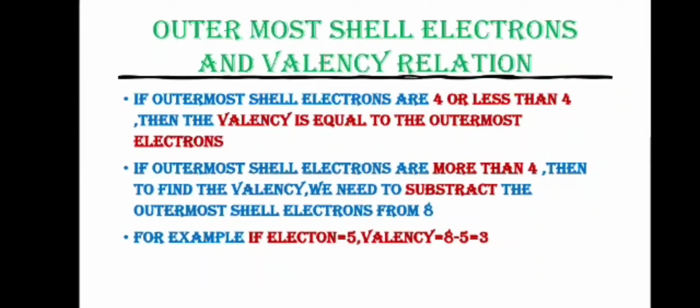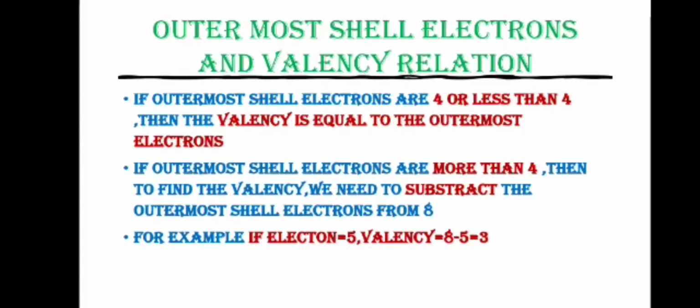Second rule: if the outermost shell electrons are more than 4, that means 5, 6, 7 or 8. Till 8 only it will come, because we are following the octet rule. If it is more than 4, what we need to do is subtract the outermost shell electrons from 8. For example, if the outermost shell contains 5 electrons, what will be the valency? We subtract 5 from 8. That means 8 minus 5 gives 3. So the valency is 3.